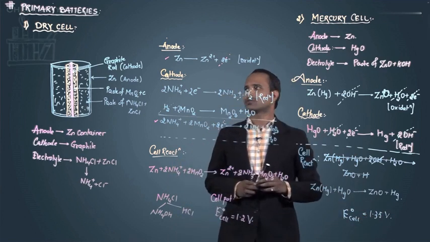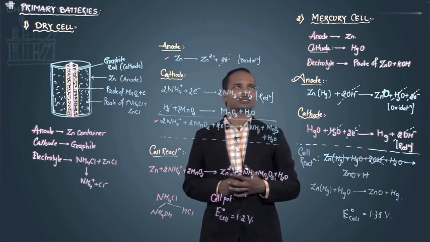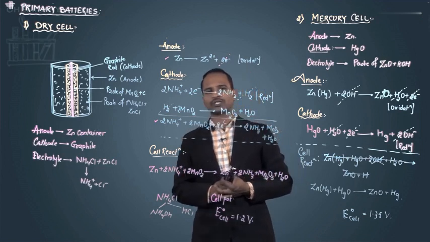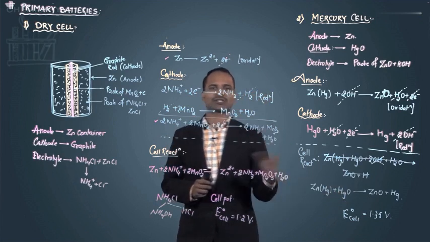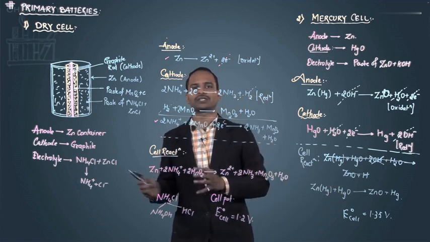So these are the types of primary batteries, the dry cell and the mercury cell, which are non-rechargeable batteries. That means they are use-and-throw batteries. Once they get discharged, they cannot be recharged again.